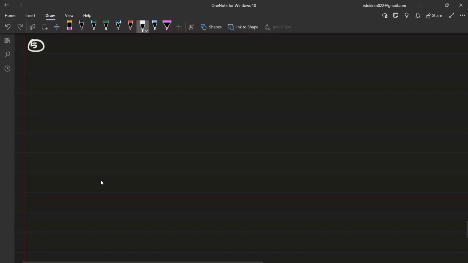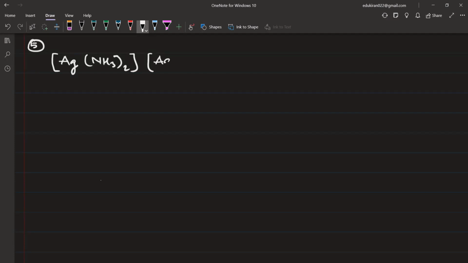We have here [Ag(NH3)2][Ag(CN)2]. The cation is also complex and the anion is also complex. So the first thing is, what is the counter ion? We don't have any counter ion.